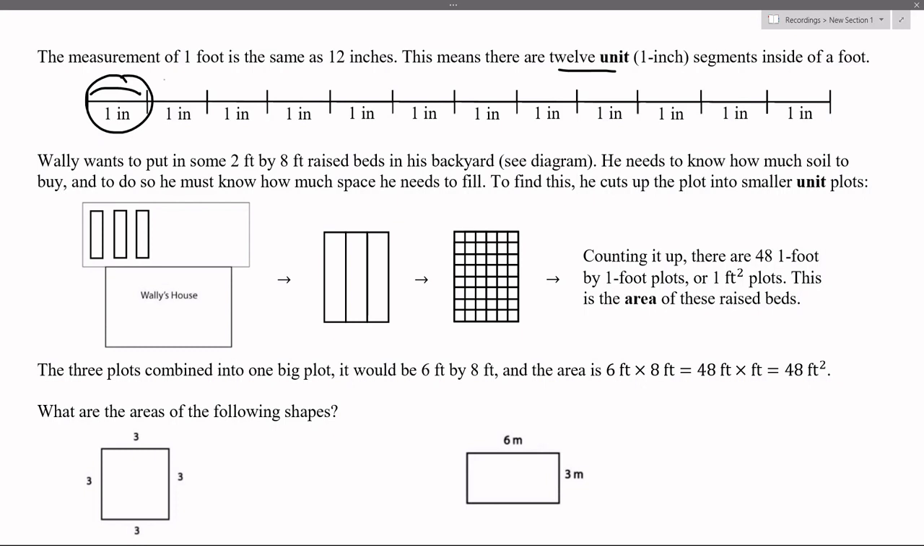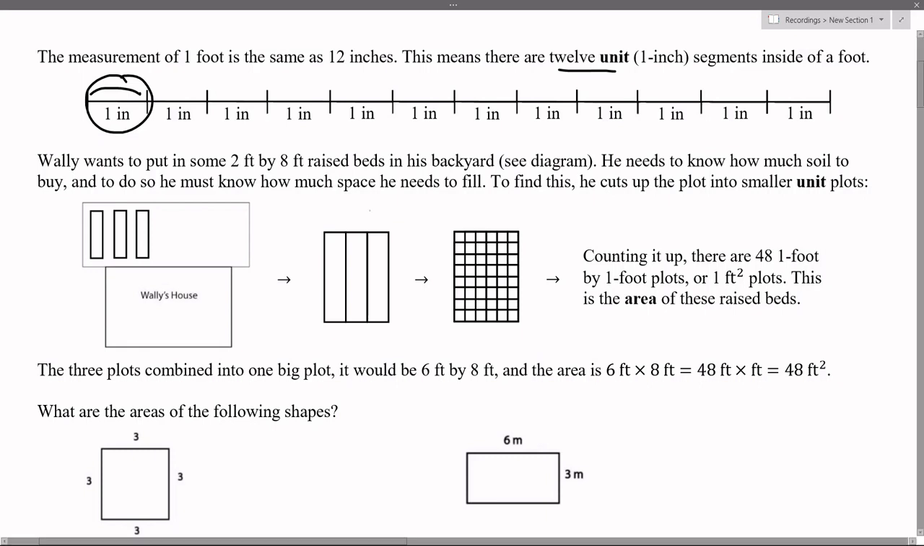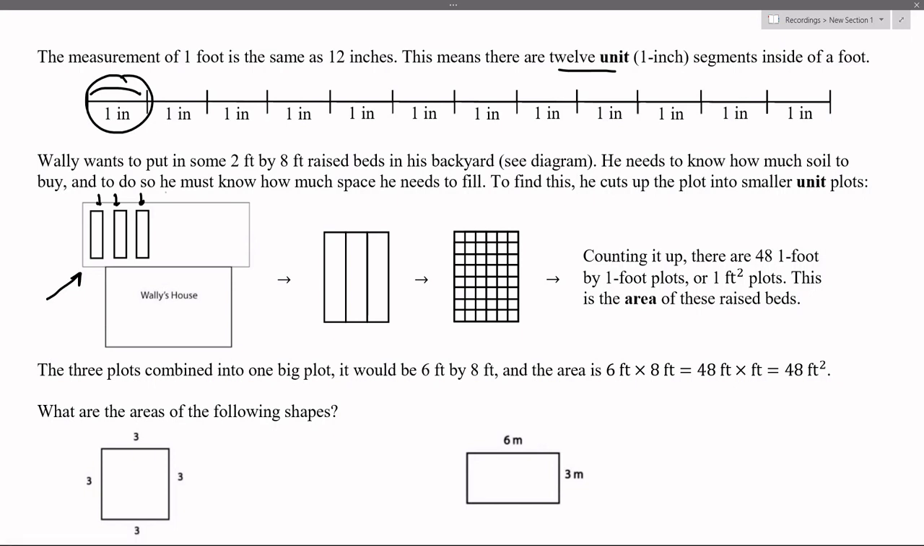Now, Wally wants to put in some 2 foot by 8 foot raised beds in his backyard. So you can see that here in this diagram. You can see this is the backyard, and we have these 3 raised beds, and they're 2 feet by 8 feet long. He needs to know how much soil to buy, of course, because you have to put soil in the raised beds. And to do that, he, of course, needs to know how much space he must fill.